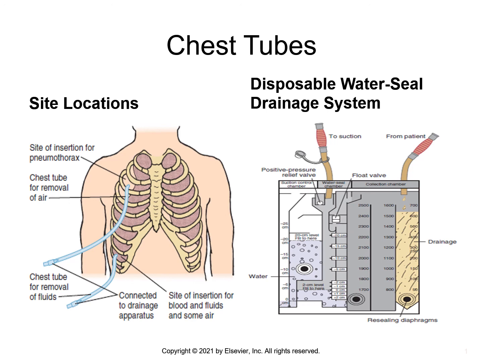The middle chamber is the water-sealed chamber that prevents air from entering the chest cavity. Tidaling, or movement with breathing, should occur in the middle chamber. If air is being removed from the chest, bubbles might be observed in this chamber. The collection chamber, located at the far right of the chamber device, is calibrated for accurate measurement of drainage from the chest.